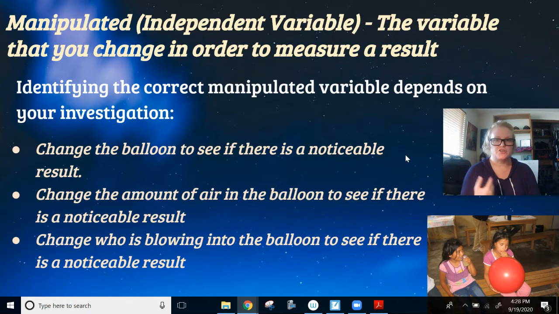Maybe she could have changed the balloon to see if there was a noticeable result instead of keeping it controlled. Maybe she could have changed the amount of air in the balloon to see if there was a noticeable result. And maybe she could have changed who was blowing into the balloon to see if there was a noticeable result. All of those are possible manipulated variables.